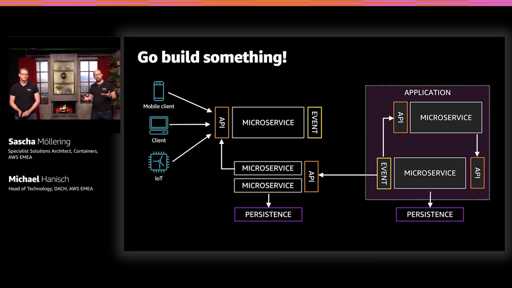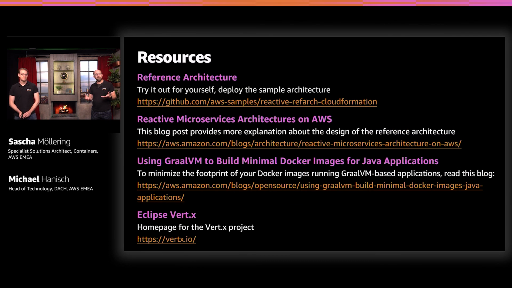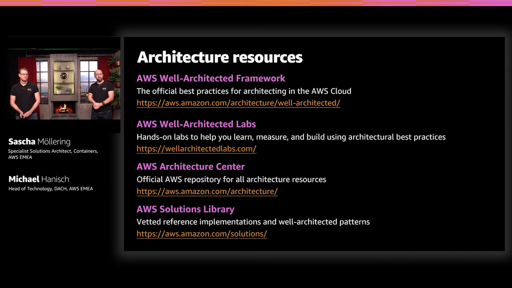And we've listed a few resources on this slide. For instance, a blog post that talks you through the architecture in a bit more detail, and of course the CloudFormation template. There's also some resources on Vert.x, for instance, but also for how to minimize the containers that you use, just to reduce the footprint of your application further. And of course, general architectural principles like the Well-Architected Framework still apply, right? So it always makes sense to check these out and have a look at other solutions and reference implementations that we have available for you.